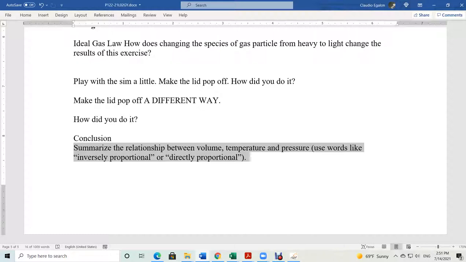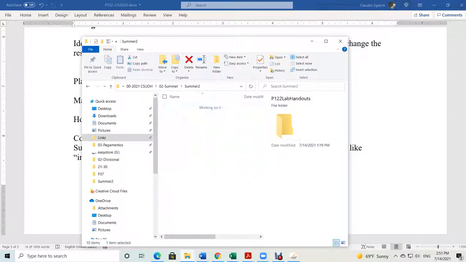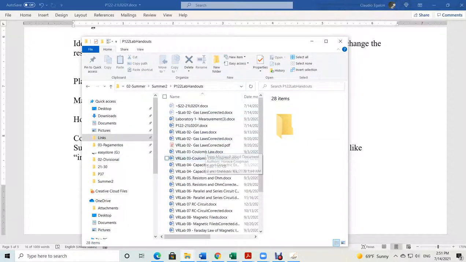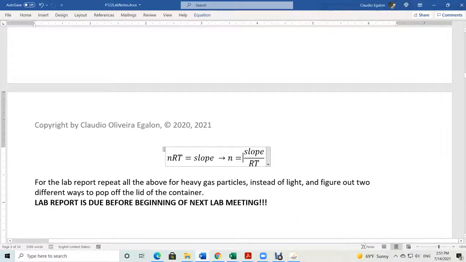Let's see. We have 1 hour and a half more. Let me see if you can do the next one. The next one should be Coulomb's law. Okay. Coulomb's law is kind of easy. That's good. Okay, so let's see. These lab notes.